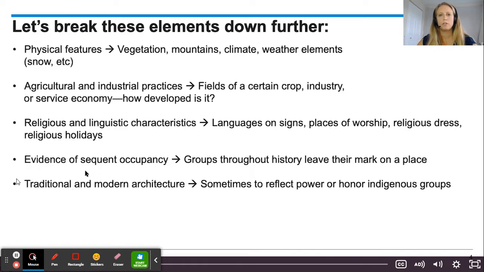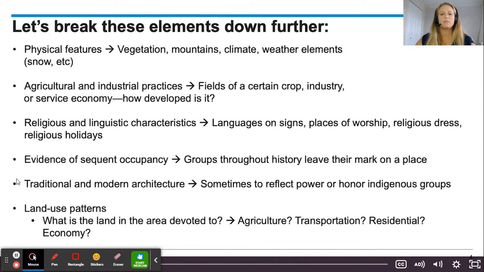Architecture is a pretty important one that frequently comes up, because architecture tells us a lot of things. There's traditional and modern architecture, but a lot of different types of architecture can tell you a lot about where you are in the world, can also link you to religion or a certain government, can even display power, right?